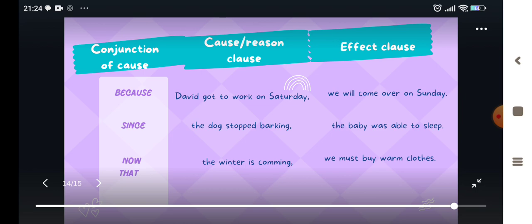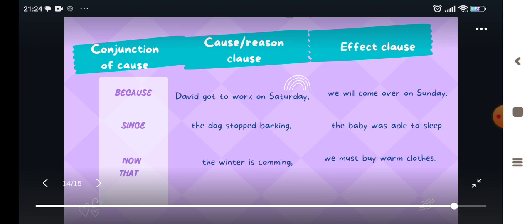Since is more formal than because. We usually put a comma before since after the main clause. Let's look at some examples to understand this grammar better. We have a conjunction, a cause or reason clause, and an effect clause. Because David has to work on Saturday, we will come over on Sunday. In this case, we are expressing a cause and an effect, a result.